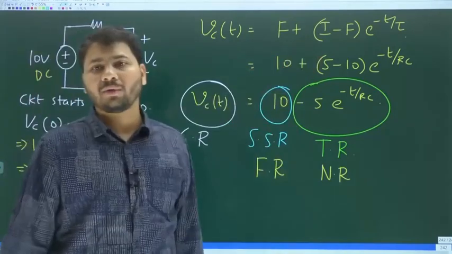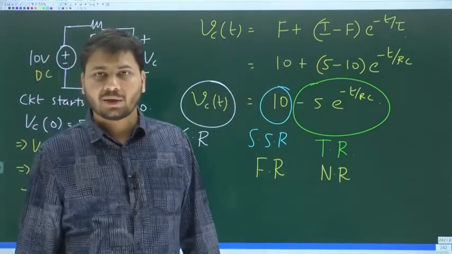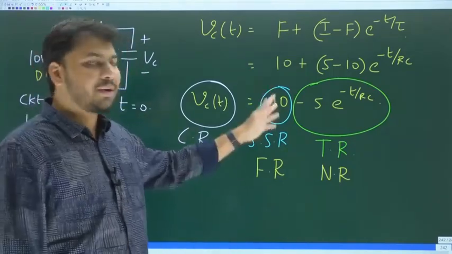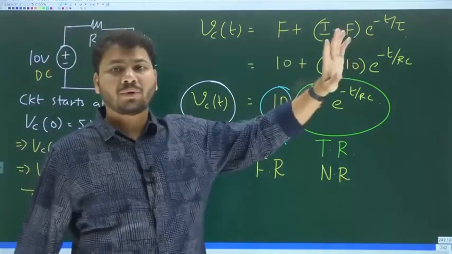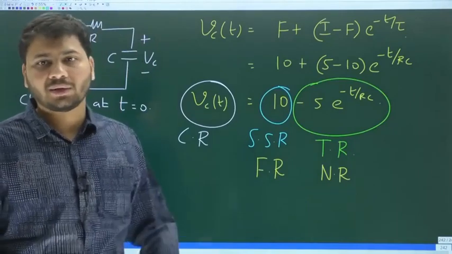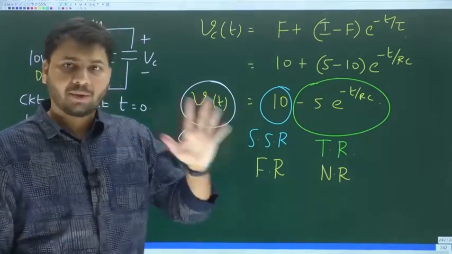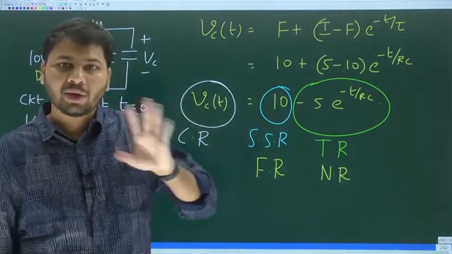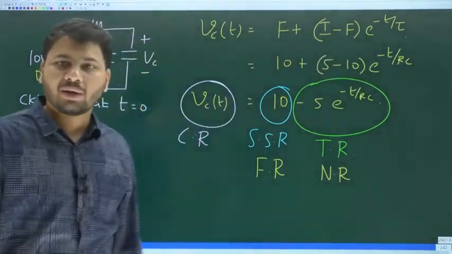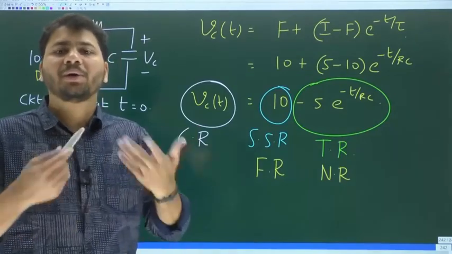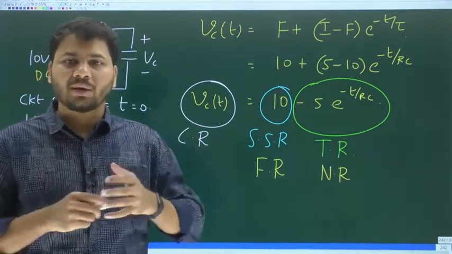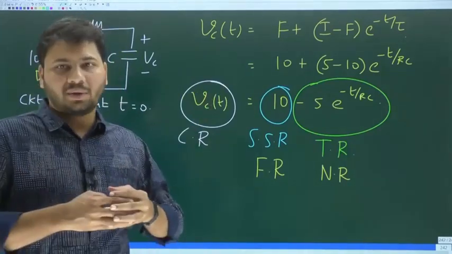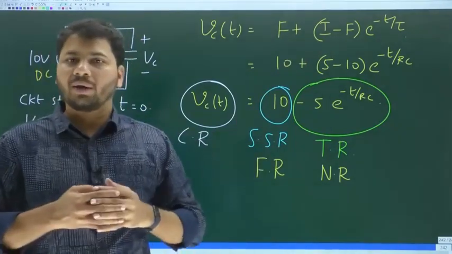Now this final initial formula is valid only for first order circuits, that too when the source is DC. If the same first order circuit is driven by an AC source, then you cannot use this final plus initial minus final formula. You understood? If the same first order circuit is driven by a source which is not DC, for example AC, please do not use this final initial formula. So in that case, how will you proceed? Or let's say the circuit is not first order, let it be second order. If it's a second order circuit, then how will you find the complete response? Definitely you can't go by this final initial formula.